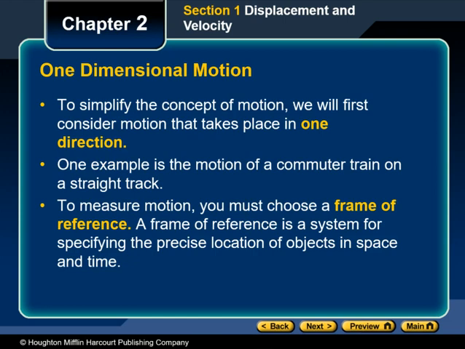Chapter 2, Section 1, Displacement and Velocity. Motion appears all around us. Every day we see objects such as cars, people, and soccer balls move in different directions with different speeds. In this chapter, we will discover how to analyze motion as a physicist does.